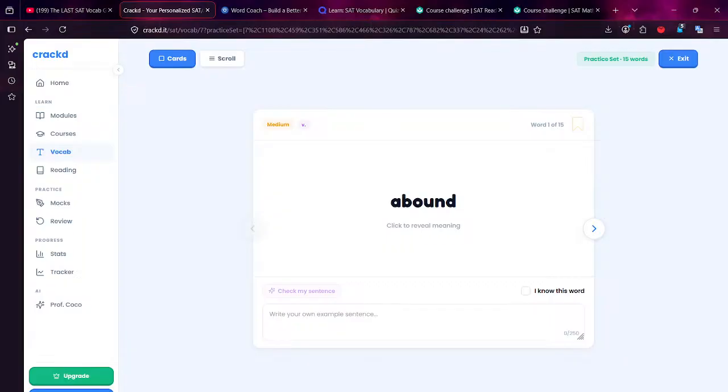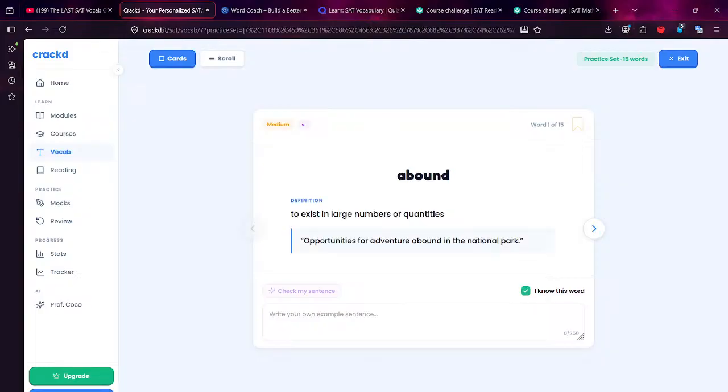Abound, I think it's gonna be similar to bound. I'm not sure. Could be that something is bounded or something is unbounded. But if it's unbound, then I would say unbound. So I think it's something that is bound. Oh, okay, never mind. It's something that's boundless, kind of. Okay.